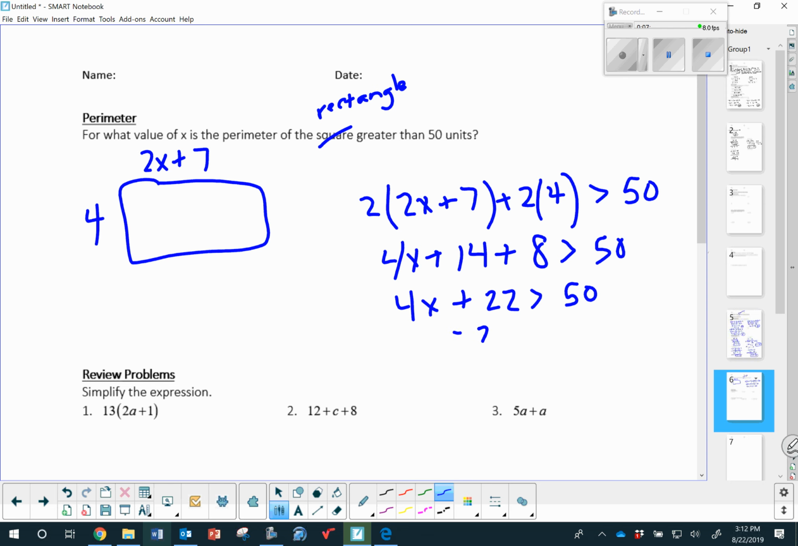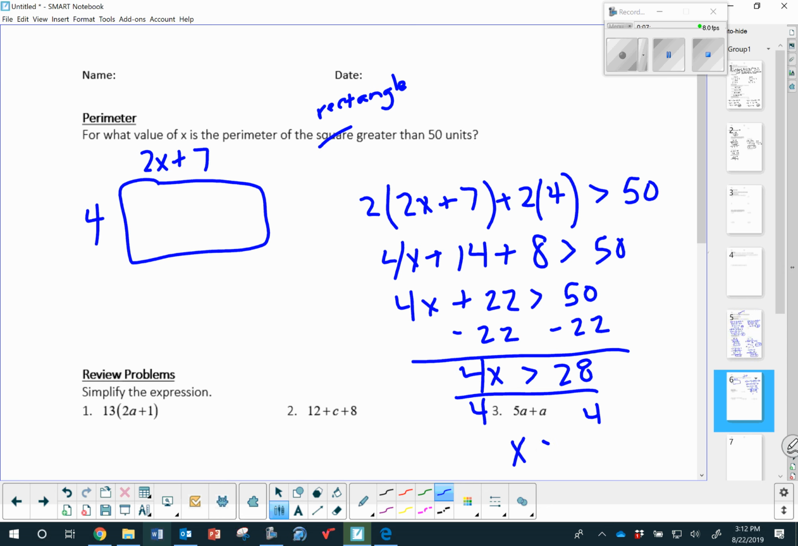Subtract 22 on both sides to get that x by itself. You're left with 4x is greater than 28. If you divide both sides by 4, you have x is greater than 7. So x needs to be greater than 7 in order for the perimeter to be greater than 50.